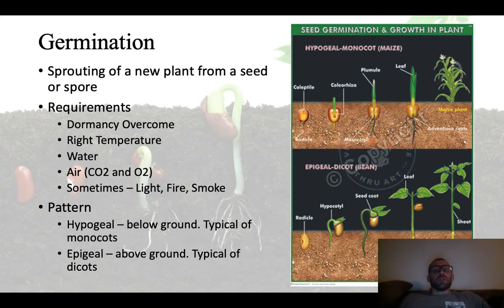So I kind of talked all about that because what we're leading up to is monocot and dicot germination. And that's what's going to be the rest of this lecture.